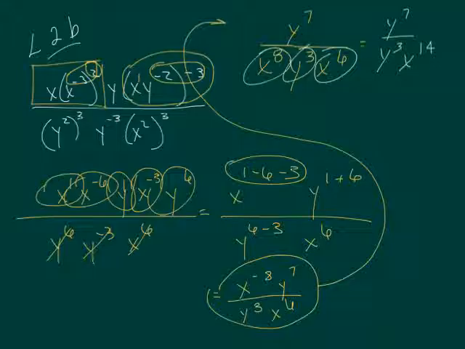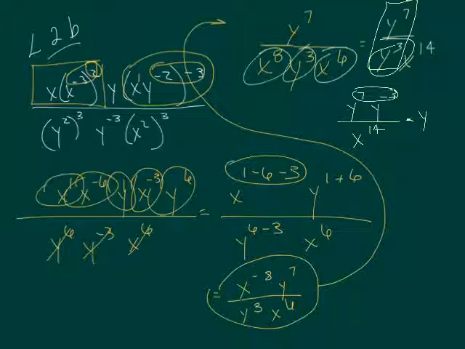Now one of the things I notice is I have a y and a y, one in the numerator and one in the denominator. Well, what if I took this y cubed and moved it up, put a negative sign on it, and left my x to the 14th down here? Now I can get y to the 7 minus 3, which is 4, and then I've got that over x to the 14th. And that even makes it simpler than what I had when I had my answer up here.